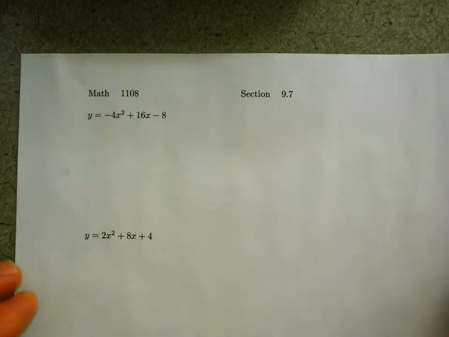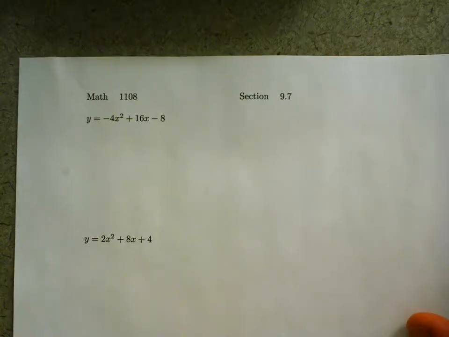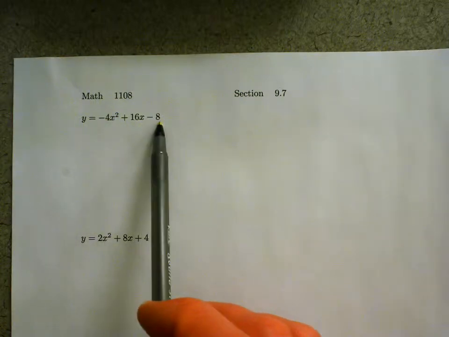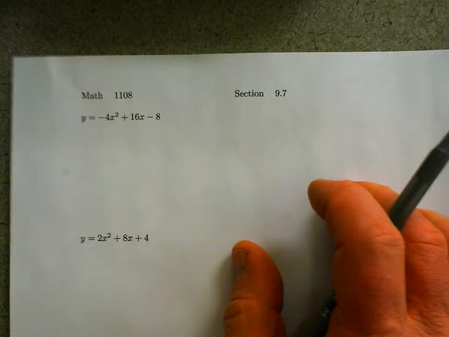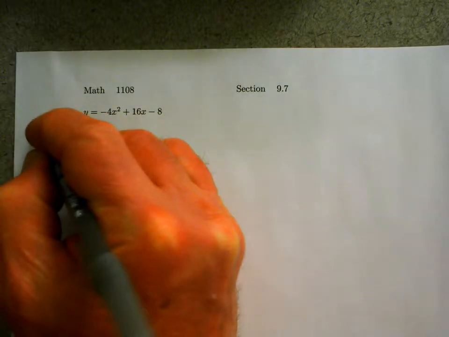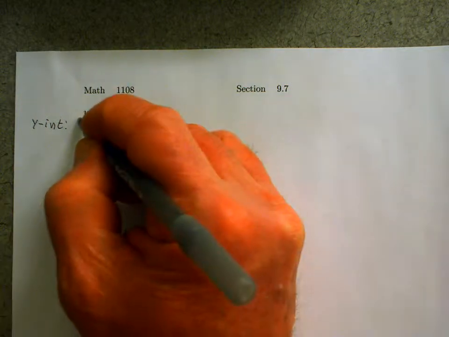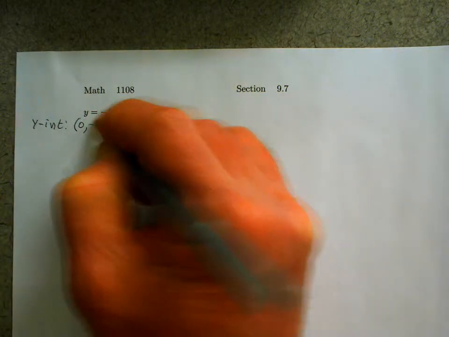So this is sort of like taking medicine. You just have to do it. Okay, y equals negative 4x squared plus 16x minus 8. The y-intercept is the ordered pair 0, negative 8.